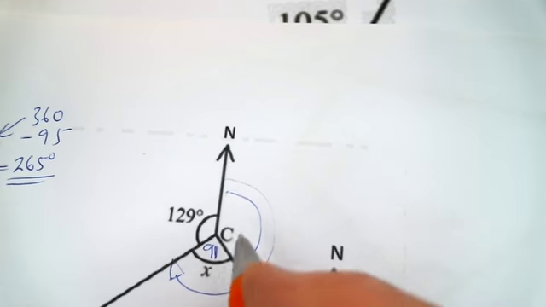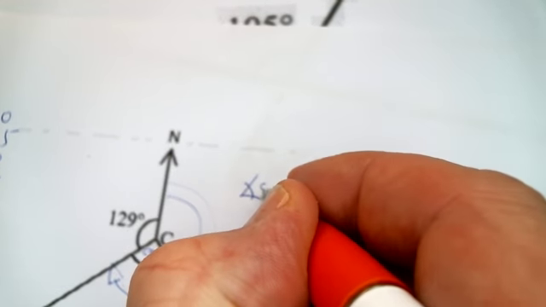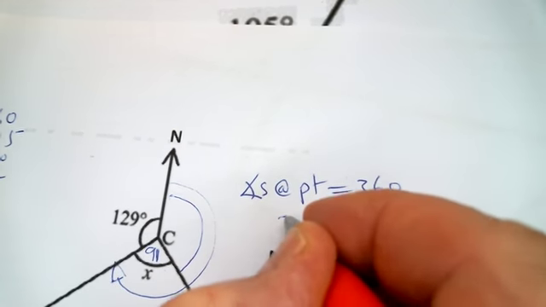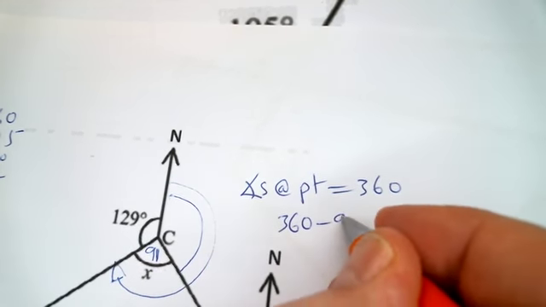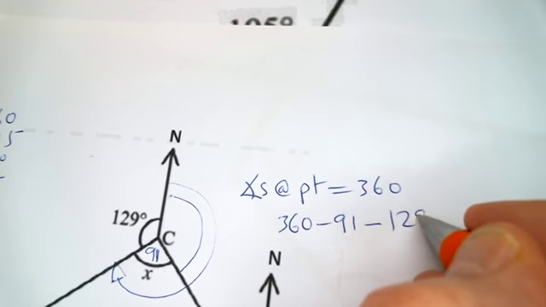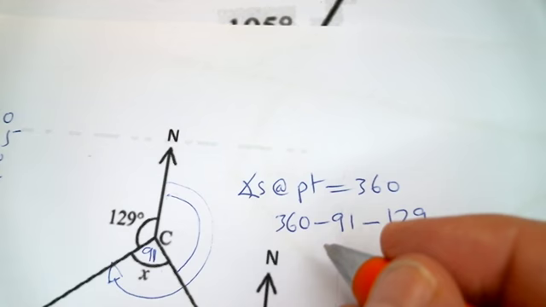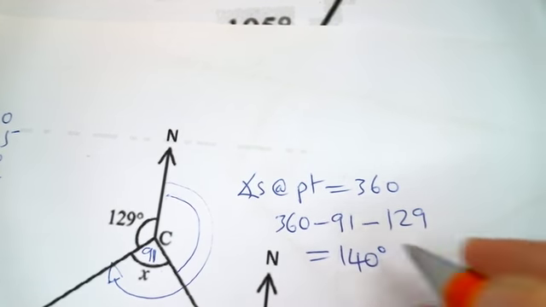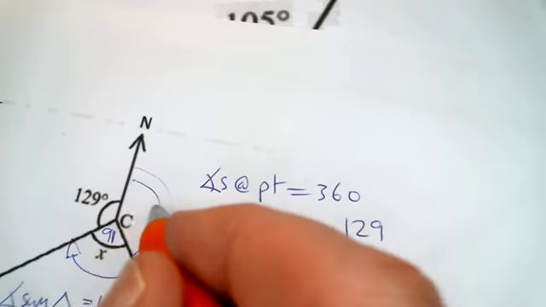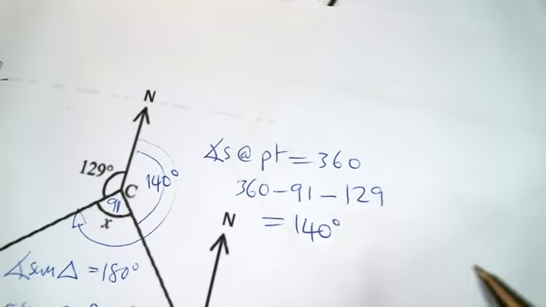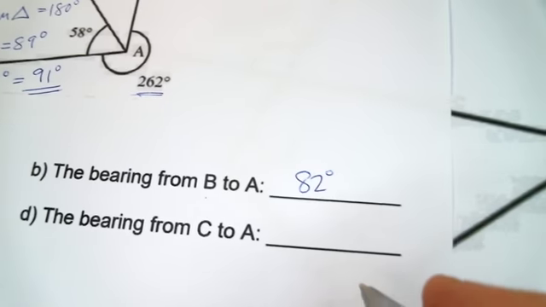Let's work out what that would be. We know angles at a point equal 360. So if I take 360 and subtract the 91, which we know, and subtract 129, let me just do that on the calculator because I'm feeling very lazy today. 360 minus 91 minus 129 equals 140 degrees. So 140 degrees is this bearing here, and I'll write 140 in here.